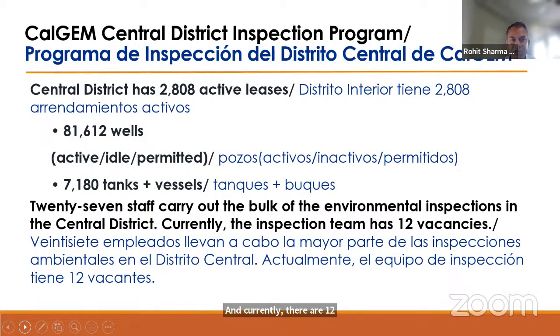So our goal is to inspect all leases, wells, and facilities every 3 to 4 years. But we have very limited resources, so an inspection prioritization has been developed in the Central District. The priority is given to the urban areas, and CalGEM's Central District plans to inspect all critical and environmentally sensitive wells and facilities yearly. Next slide, please.